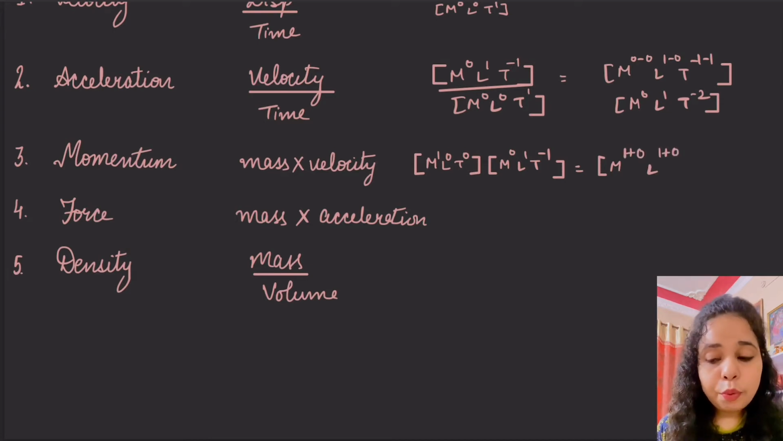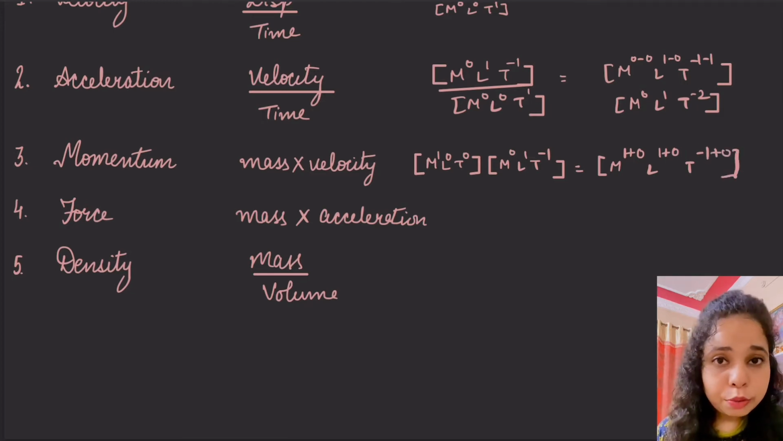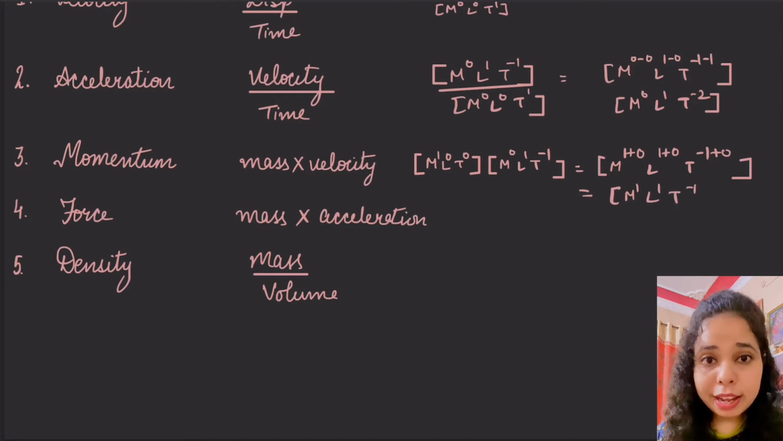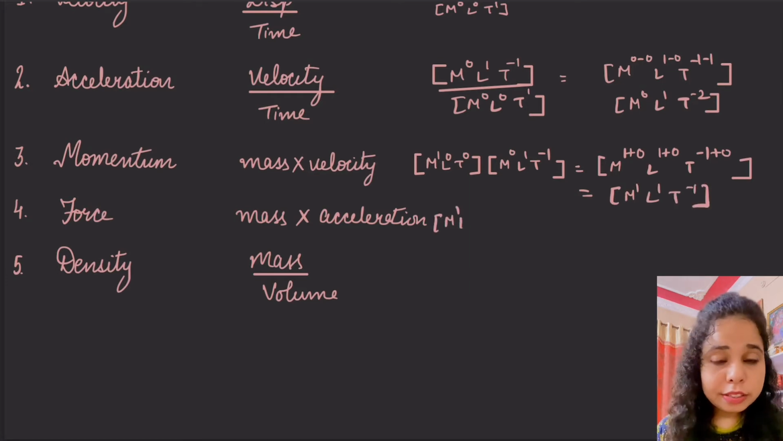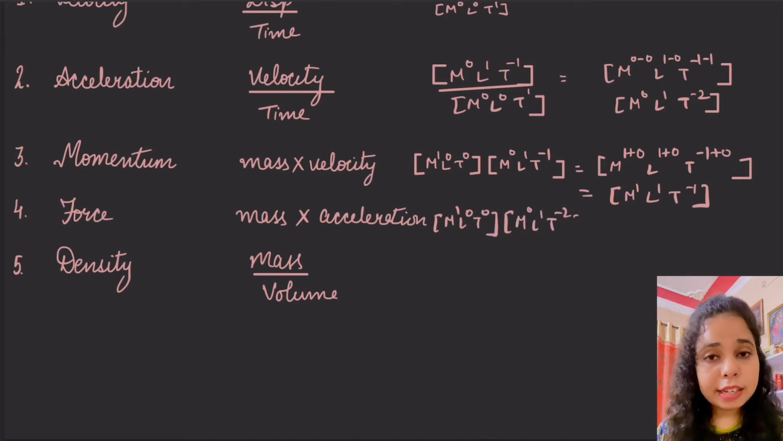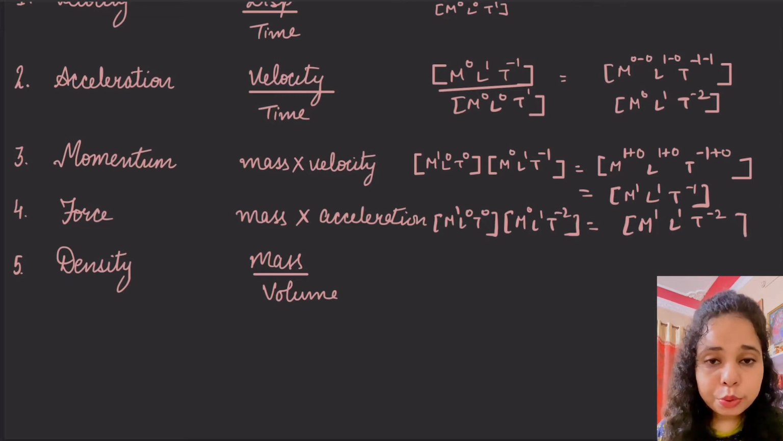And then the other quantity is force. We know force is equal to mass into acceleration. For mass, we have dimensional formula M^1 L^0 T^0, and for acceleration we have already calculated the dimensional formula as M^0 L^1 T^(-2). On multiplying, for the same bases the powers are added up. Therefore we have M^(1+0), L^(0+1), and T^(0+(-2)). So we have the dimensional formula M^1 L^1 T^(-2) for force.